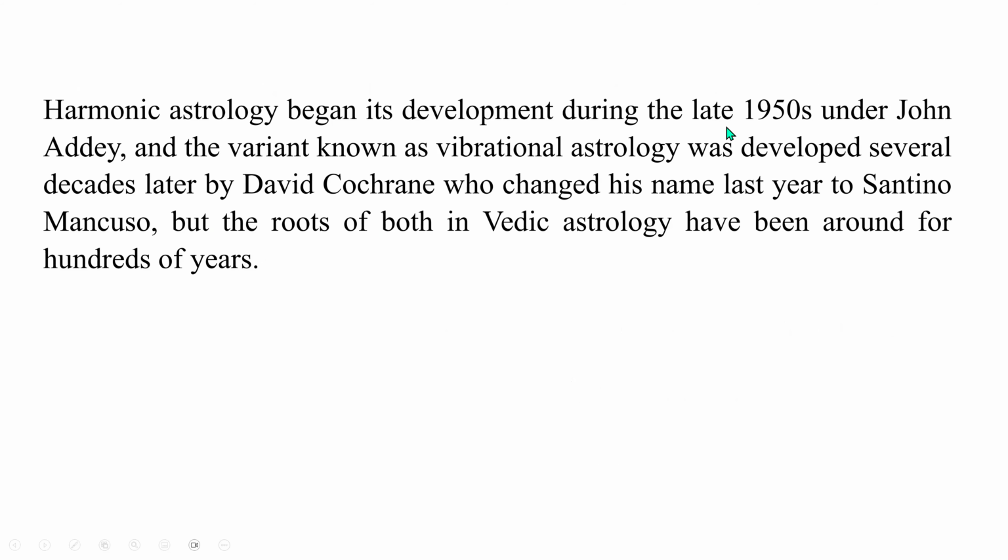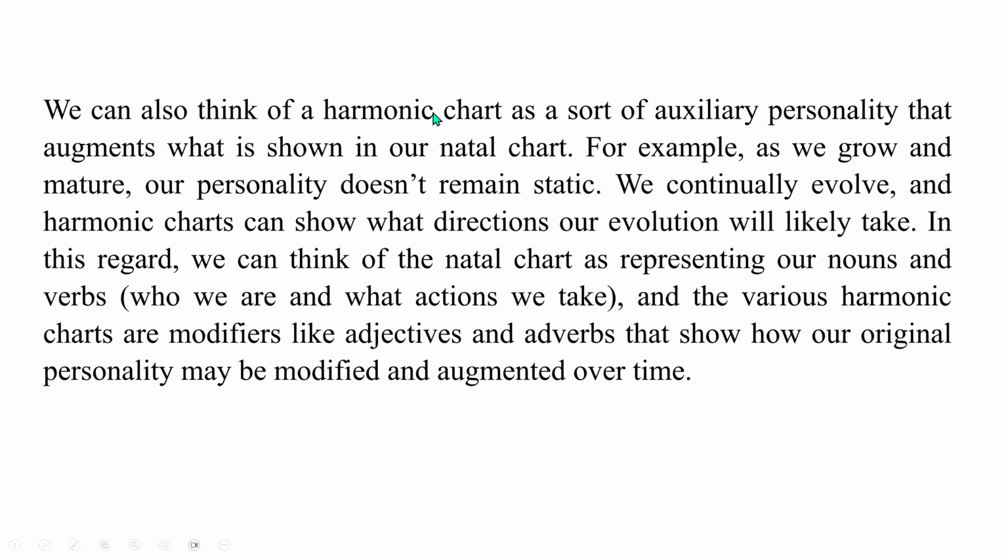Now, harmonic astrology began its developments during the late 1950s under John Addy, and the variant known as vibrational astrology was developed several decades later by David Cochran, who changed his name last year to Santino Mancuso. But the roots of both and Vedic astrology have been around for hundreds of years. And we can also think of a harmonic chart as a sort of auxiliary chart or personality that augments what is shown in our natal chart.